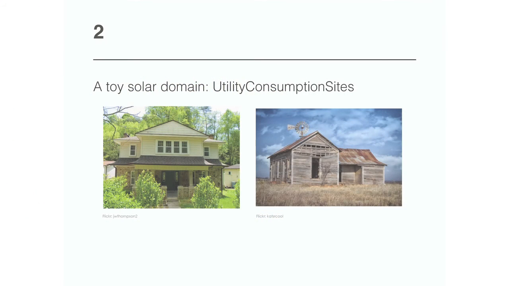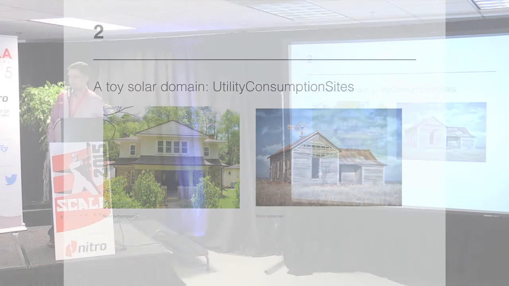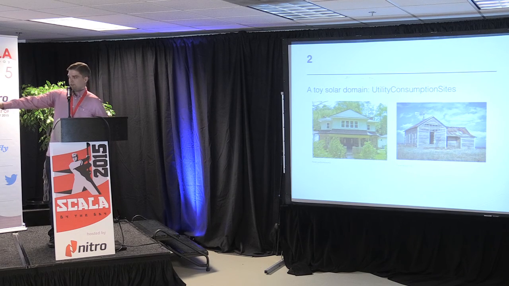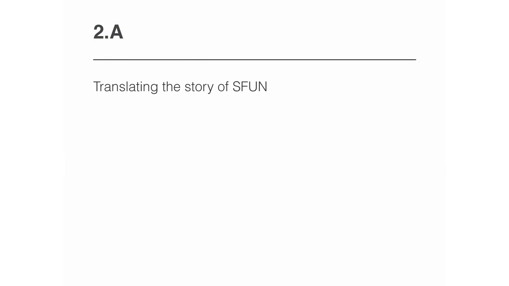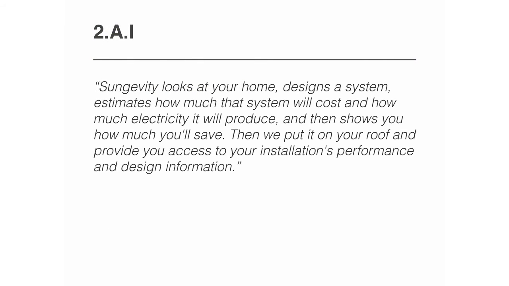So, okay, that out of the way. I'm going to be talking about a toy solar domain that mirrors the API that I worked on. It's the domain of utility consumption sites. And why utility consumption sites instead of just houses? The reason is the thing on the left is a utility consumption site, and the thing on the right is not. At Sungevity, we're only just dipping our toe into battery solutions. So we're concerned with utility consumption sites, people who have grid. Going back to our core value proposition, this is the domain that we need to interact with customers in.